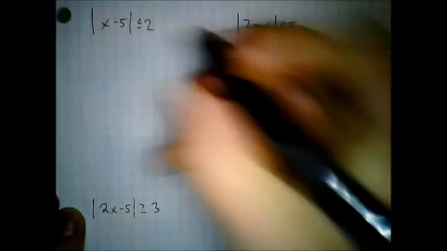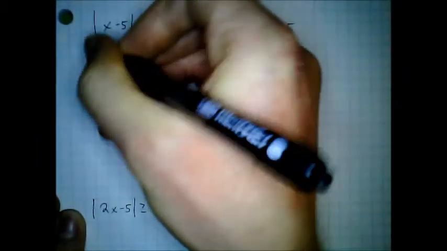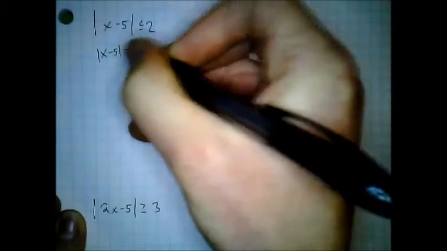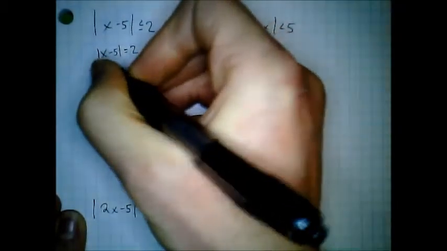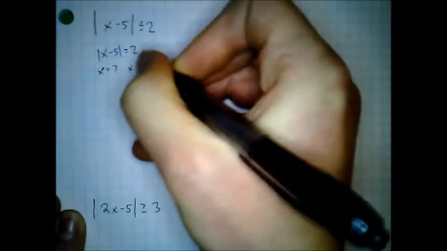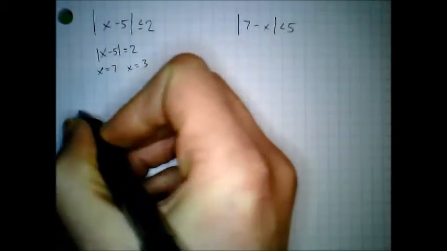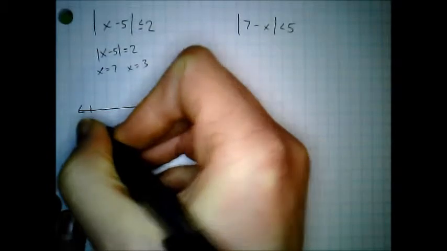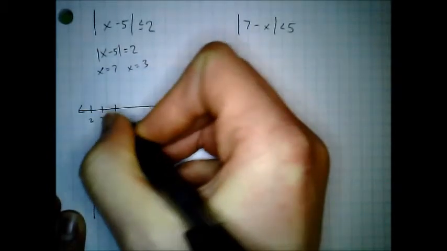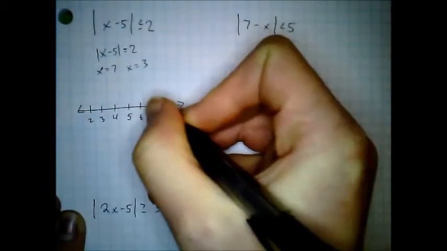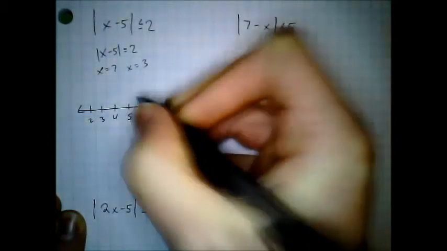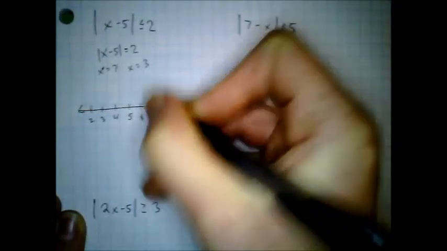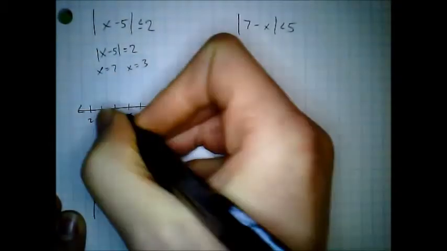Okay, the first one. The first thing we want to do is find our boundary points. The absolute value of x minus 5, when is that equal to 2? That's when x equals 7 and x equals 3. So we make our number line and plot our boundary points. They're shaded in because it's or equals to in the original problem.